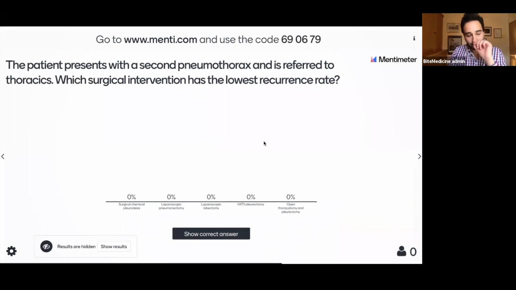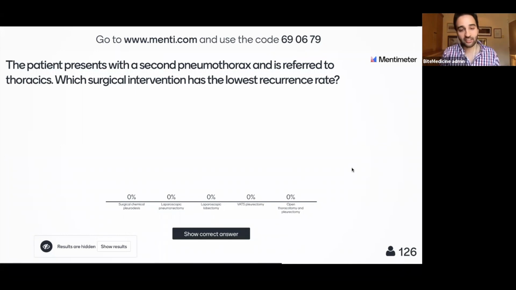Okay, question time. This patient that we were talking about before we got distracted by myself topless, the patient presents with a second pneumothorax and is referred to thoracic surgery. Which surgical intervention has the lowest recurrence rate? Surgical chemical pleurodesis, laparoscopic pneumonectomy, laparoscopic lobectomy, VATS pleurectomy, or an open thoracotomy and pleurectomy.